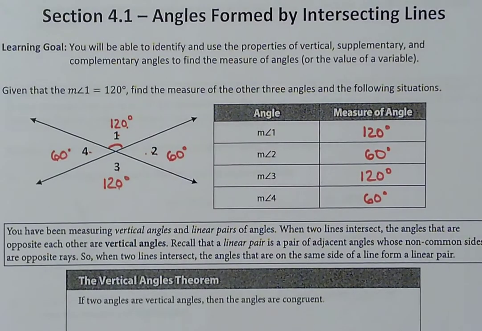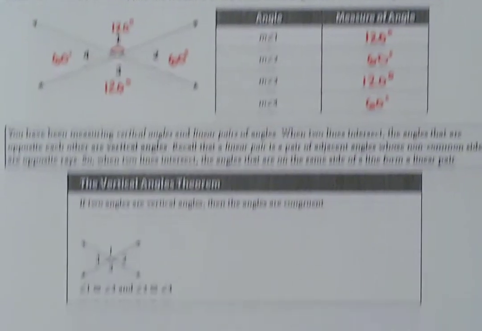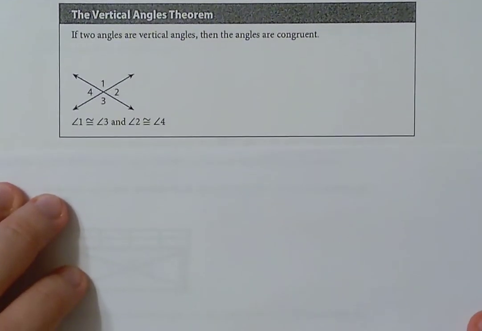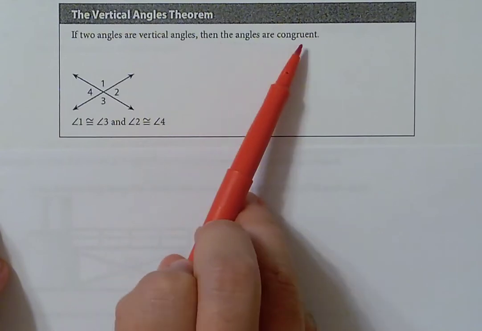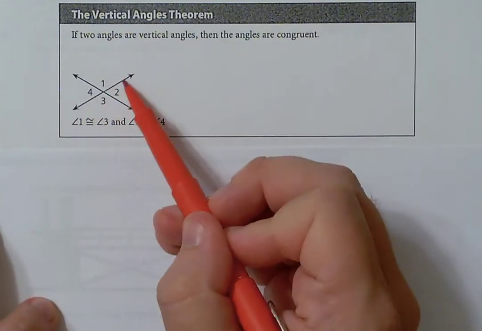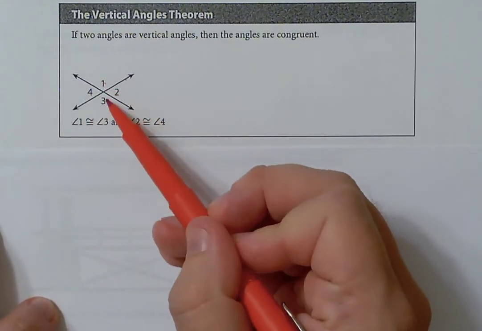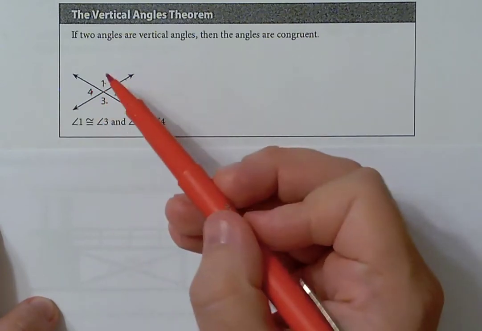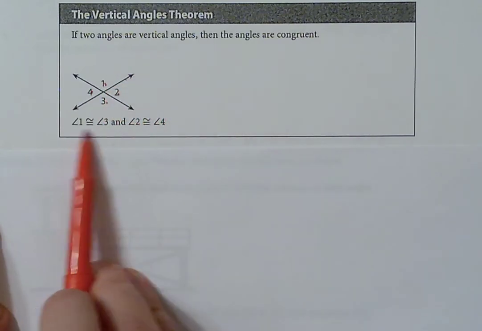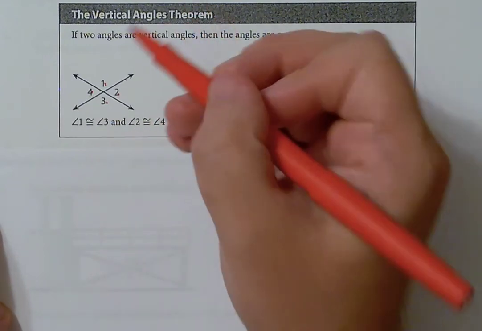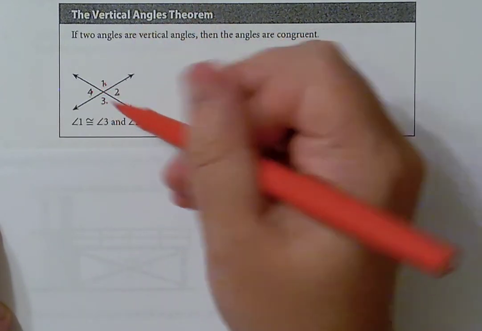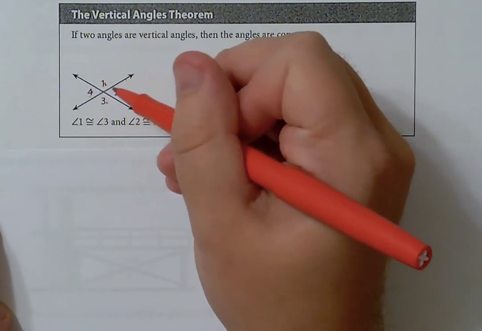And then, if we move into a little bit more breakdown of it, the vertical angles theorem states: if two angles are vertical angles, then the angles are congruent. So I have my two straight lines that cross. Opposite angles are equal to each other. So 1 is congruent to 3, and 2 is congruent to 4. So opposite angles are equal. 1 is 3, 2 is 4.